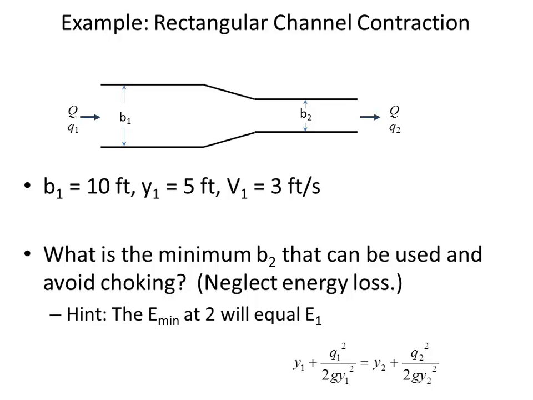And it's minimum conditions. The minimum condition means that the total energy is going to be the 5.140 feet, and at minimum energy, critical depth. And so Yc is 2/3 of E minimum. So that is 2/3 of 5.140 feet. That means that the flow depth is going to be 3.427 feet.